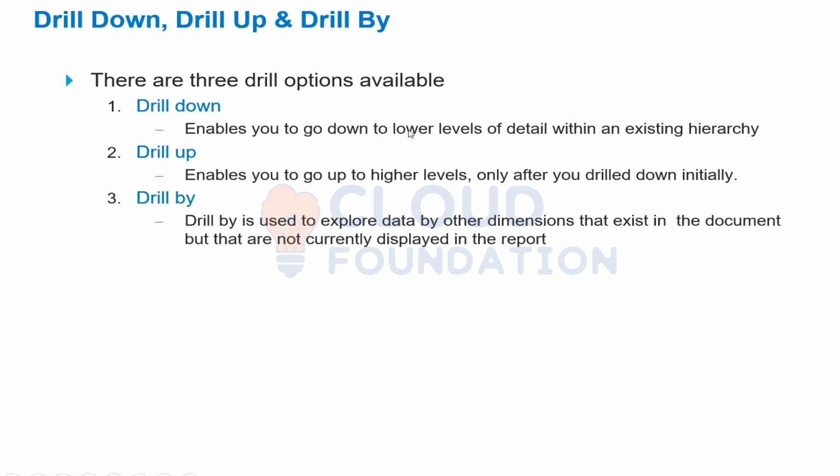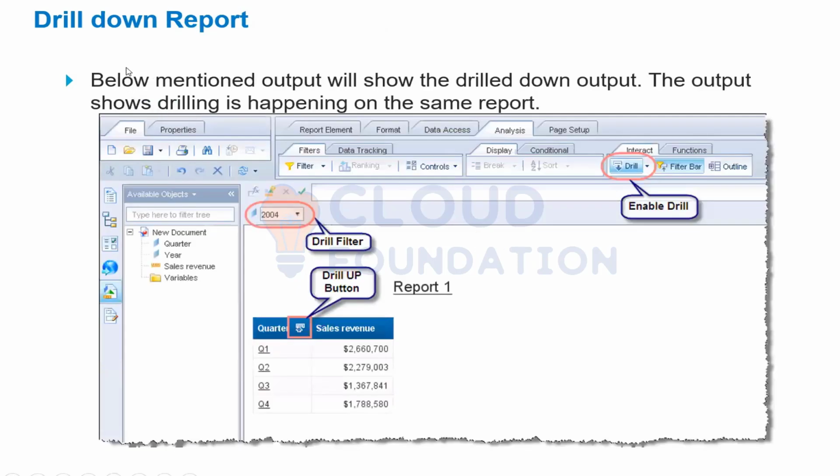Drill down enables you to go down to lower levels. Drill up enables you to go up to higher levels. Drill by is used to explore data by other dimensions that exist in the document but are not currently displayed in the report. So if you see here, the drill down report.